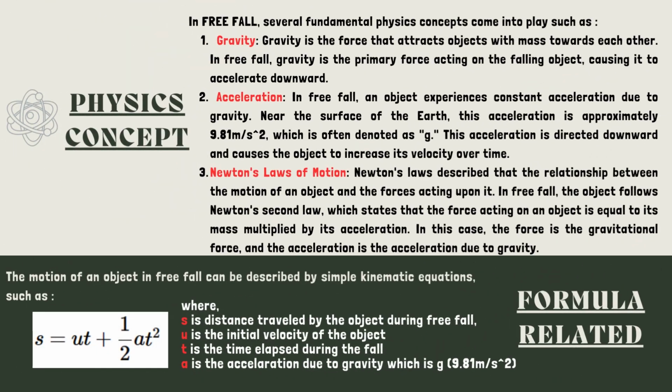In free fall, several fundamental physics concepts come into play. Firstly is gravity. Gravity is the force that attracts objects with mass towards each other. In free fall, gravity is the primary force acting on the falling object, causing it to accelerate downward. Secondly, acceleration. In free fall, an object experiences constant acceleration due to gravity. Near the surface of the Earth, this acceleration is approximately 9.81 meter per second squared, which is often denoted as small letter g. This acceleration is directed downward and causes the object to increase its velocity over time.